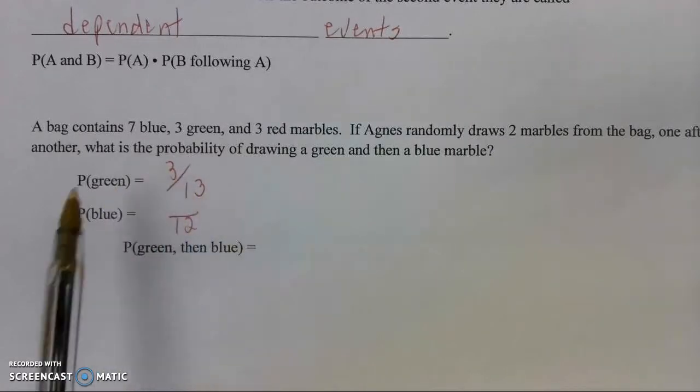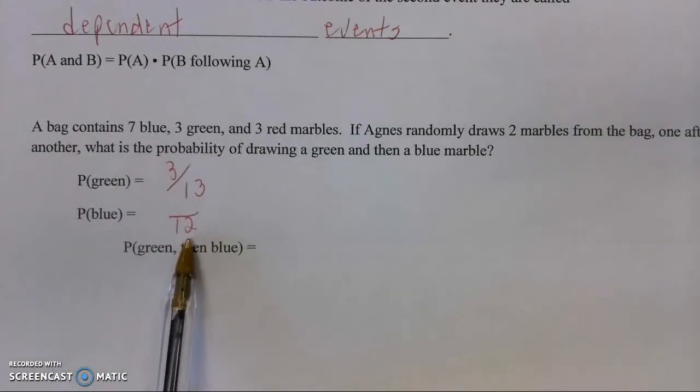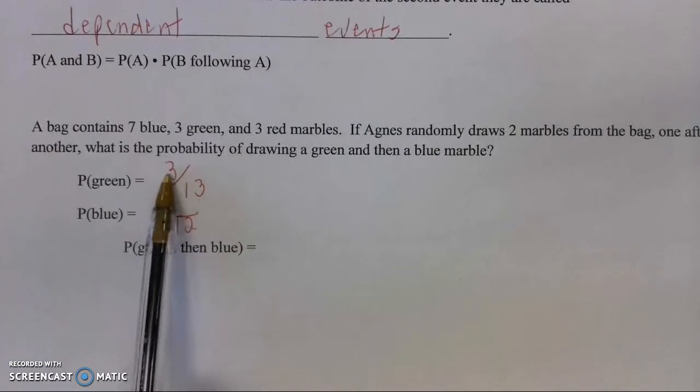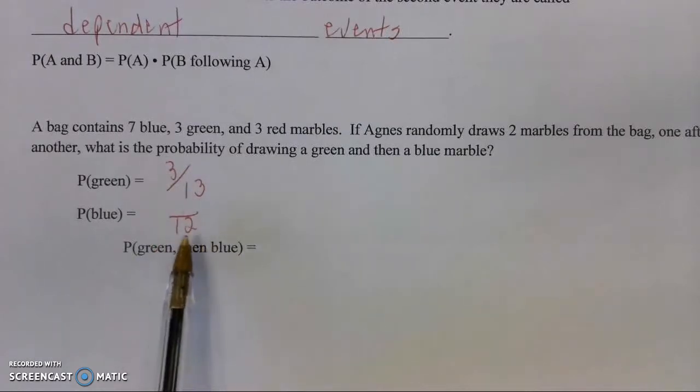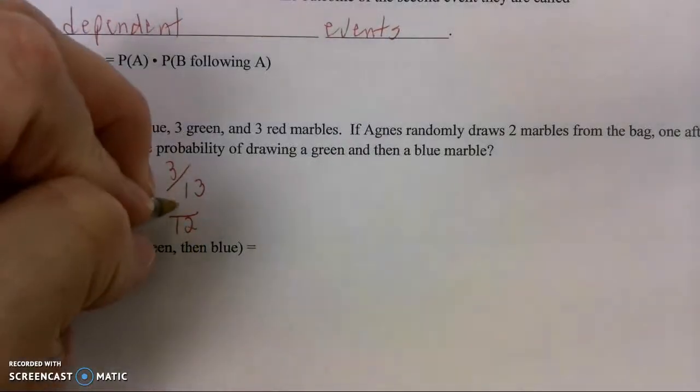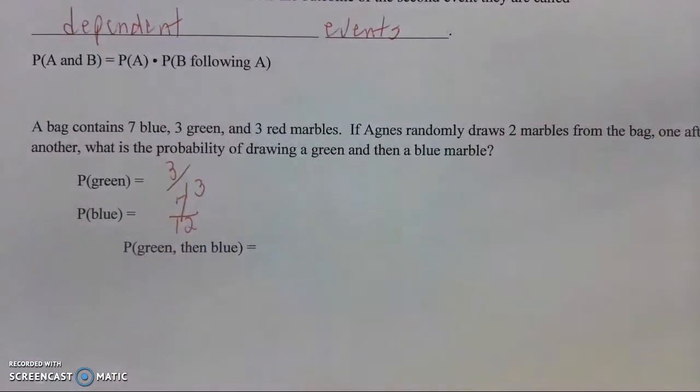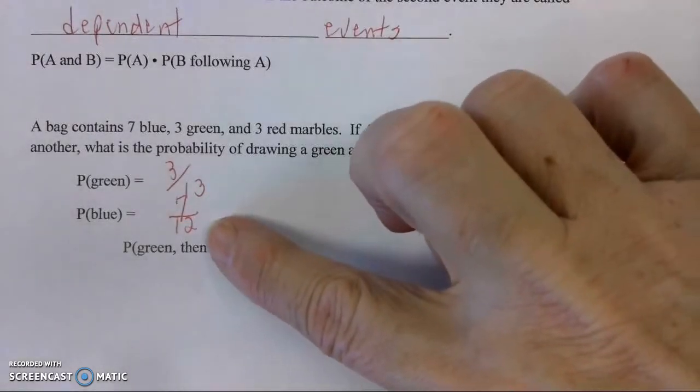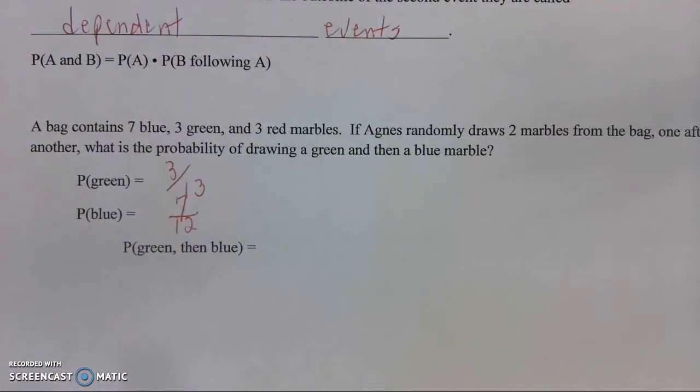So I have a blue. Well, now I only have 12 marbles. I took out a green, so now I have 12 marbles left in the bag. The 7 blue are still there. So the probability this time that I'm going to get blue is 7 out of 12. So the thing about dependent events is that your denominator is going to change each time you do an event.